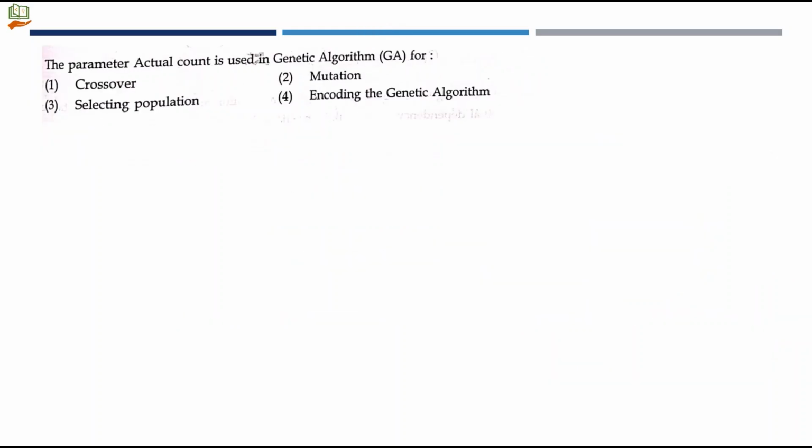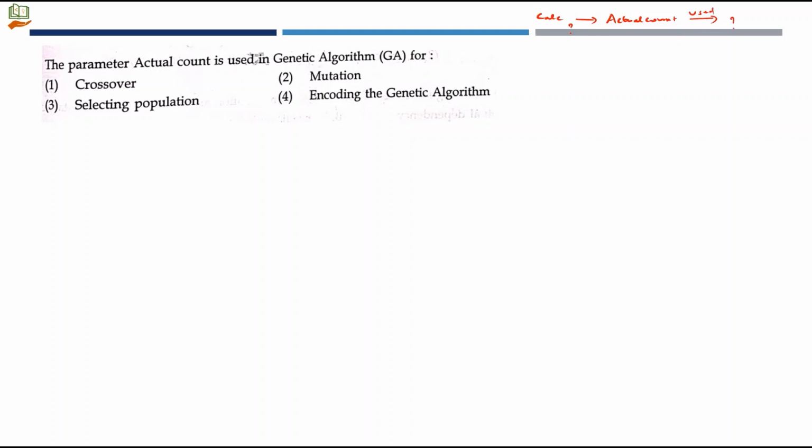Next question. The parameter actual count is used in genetic algorithm for. There are 2 stages in this question. You are calculating the value of actual count in one operation. Calculation is done in one operation and the value that is calculated is used for another operation. They are not asking about where it is getting calculated. They are asking where you use the calculated value.